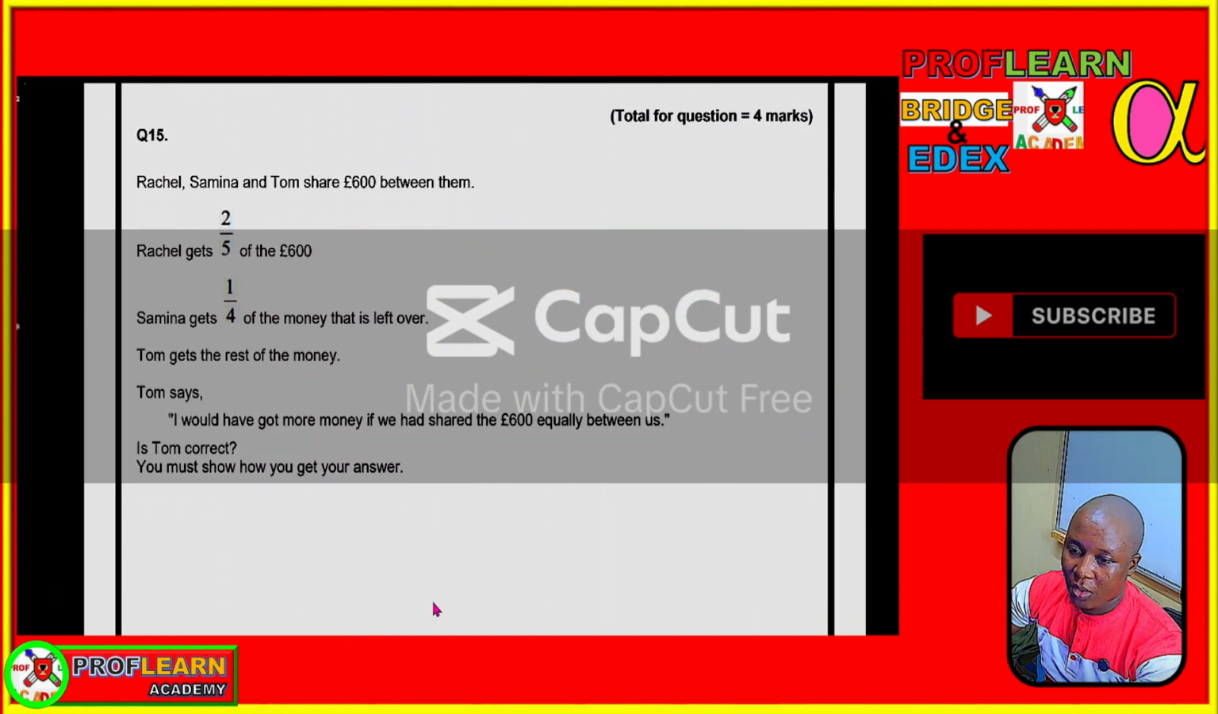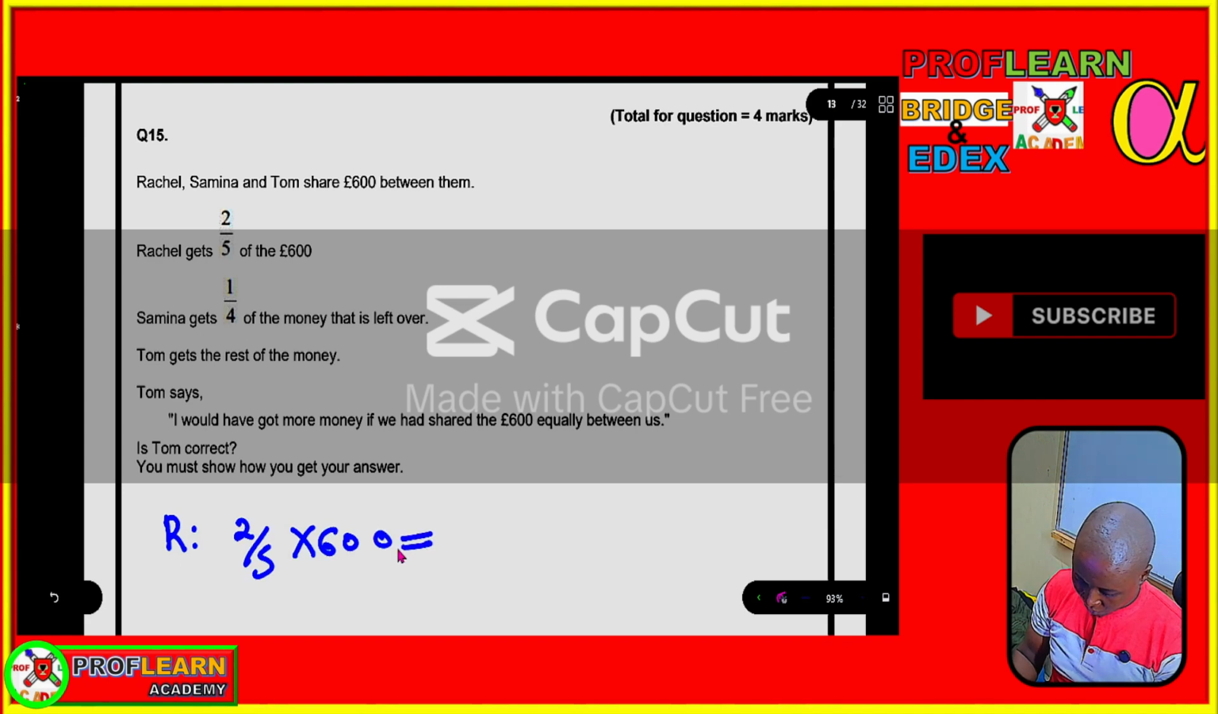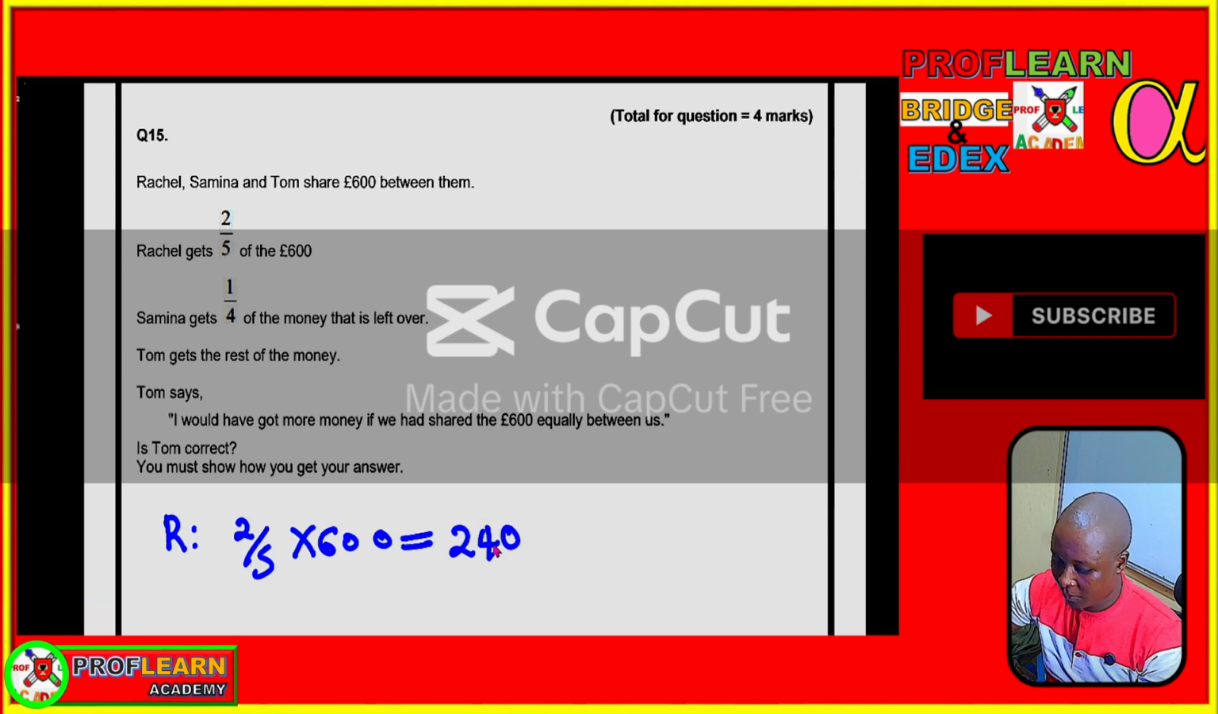In question number 15, we are told that Rachel, Samina, and Tom share 600 pounds between them. Rachel gets 2 over 5 of 600. So which amount is Rachel going to get in this case? It is 2 over 5 times 600, which is going to give us 240 pounds.